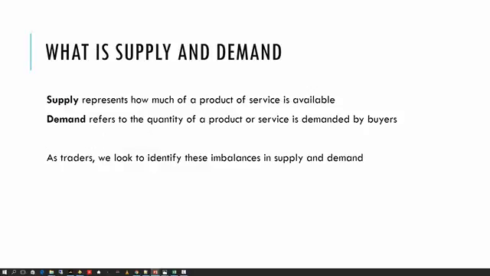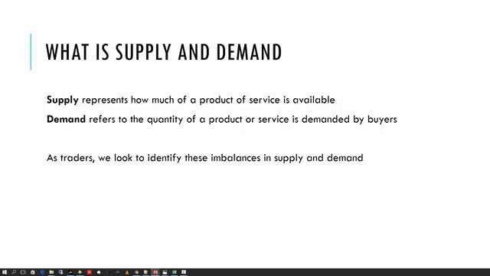Okay, so what is supply and demand? Supply and demand is pretty simple. This has been around since people started buying and selling things from each other. So we have supply, which represents how much of a product or a service is available, and then we have demand, and this refers to the quantity of a product or service that is being demanded.